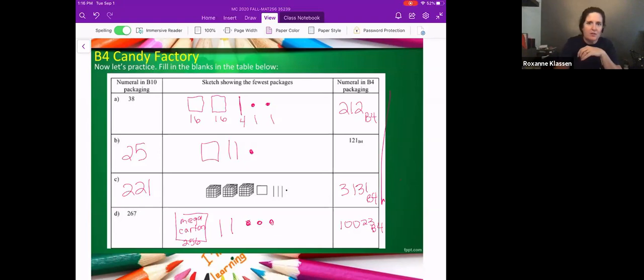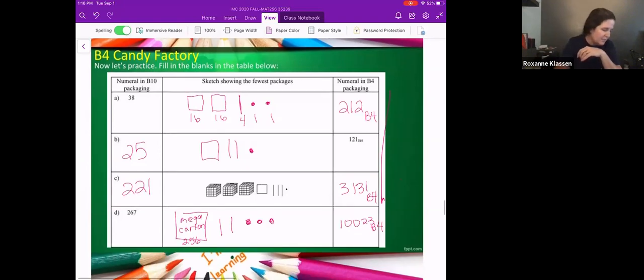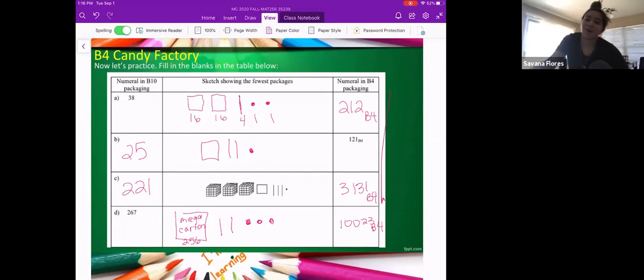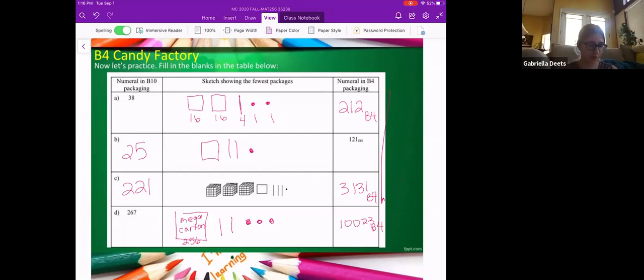So I'm going to leave that up there for a minute so everybody understands it, make sure they know what's happening. Any questions? Yeah, I didn't do the 256. I just did the 4 times 64s. So then therefore my numeral in base 4 packaging is different.